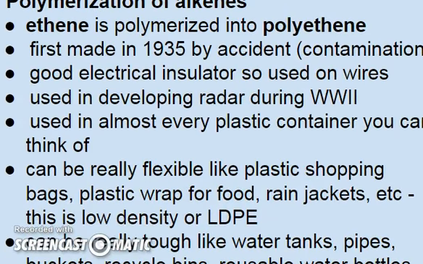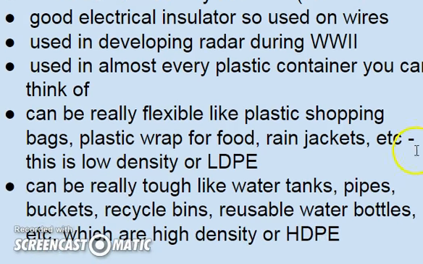Ethene was first polymerized into polyethene back in 1935, through a contamination or an accident. It forms a great electrical insulator, so practically any wire that you have with plastic insulation on it is some kind of polyethene. It's also used to help develop radar during World War II. It can be really flexible, like plastic shopping bags, saran wrap, plastic wrap for food, the old school rain jackets, the cheap rain jacket ponchos that you buy at a Twins game or whatever.